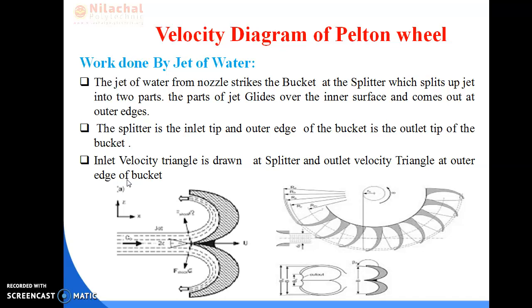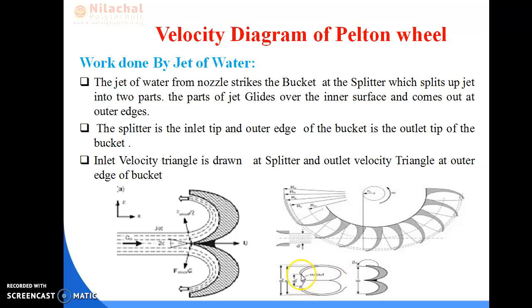In case of the Pelton wheel turbine, the blade is known as the bucket. This is the top view of the bucket. The bucket consists of two hemispherical cups or bowls. These two hemispherical surfaces or bowls are attached with each other at a section that is known as the splitter.